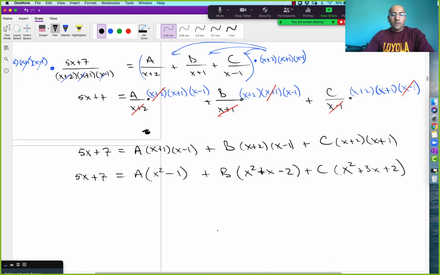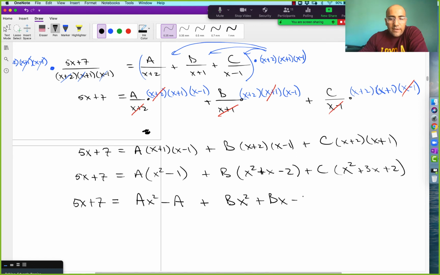Good. Okay, this is the tricky part. I'm going to continue to distribute this. So I'll end up with capital A x² - capital A, plus capital B x² + capital B x - 2B, plus C x² + 3C x + 2C.